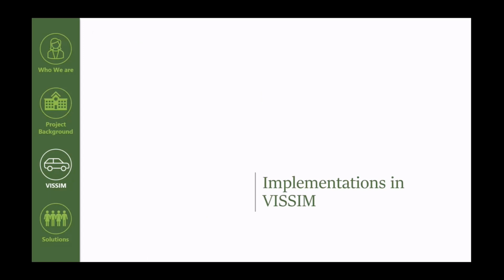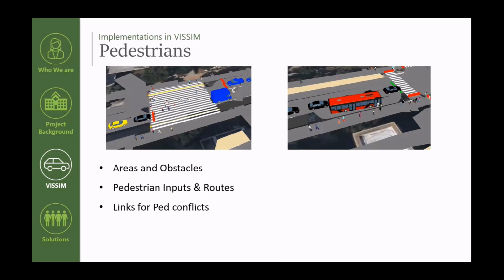Okay, so what we did in VISSIM. First of all, pedestrians. Most of our data was collected at the intersection level. But given that the client was asking for videos, we noticed that if we bring in areas and obstacles and just extend the sidewalks through strategic pedestrian routes, we can give that reality when we do the videos for the corridor.